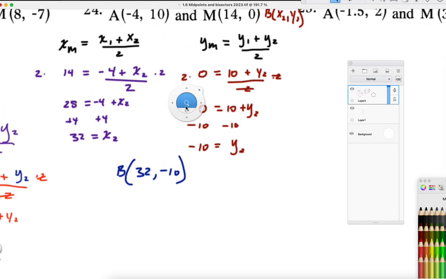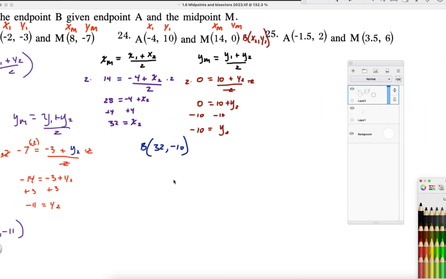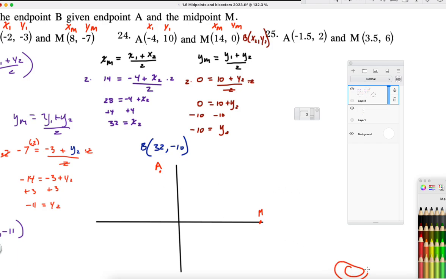So, if we think about this a little bit, let's say I have my coordinate grid. Now, we're doing this without graphing, but I'm just helping with a visual here. Negative 4, 10 for the A is up here, right? Something like that. Second quadrant, left 4, up 10. My midpoint is 14, 0. So I'm way over here is my midpoint, right? Now, where would my B point be? It's got to be way down here somewhere, right? On the opposite side of M.